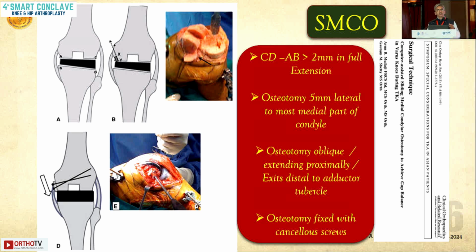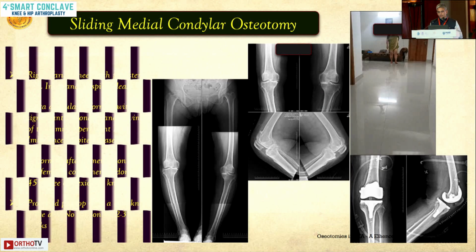Once we have done the osteotomy, we take tag sutures onto the osteotomized fragment, fix our implants, and then once the implant is fixed, titrate the flexion and the medial lateral space, and fix those screws with wires and convert them to cancellous screws.